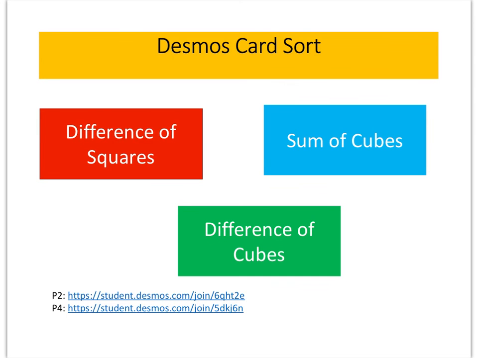So please do use this Desmos card sort, and you can kind of choose whichever you'd like. You're not going to get any feedback because it's not live in class, but it is a kind of a nice tool to be able to kind of think through what goes with what. What is a difference of squares? Which of these problems is a difference of squares?